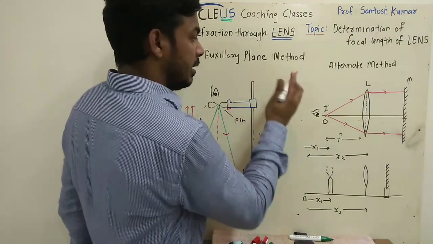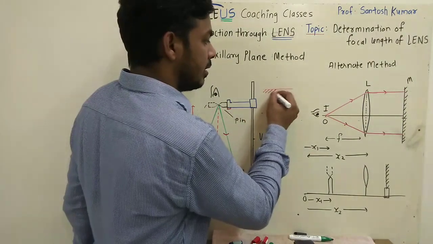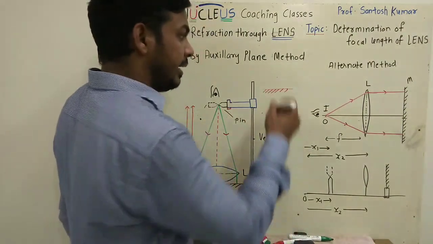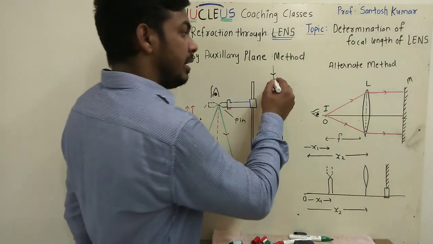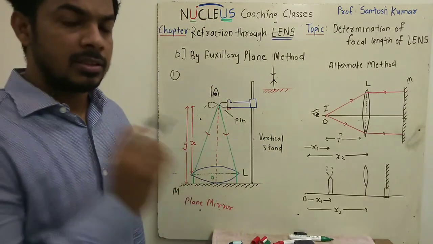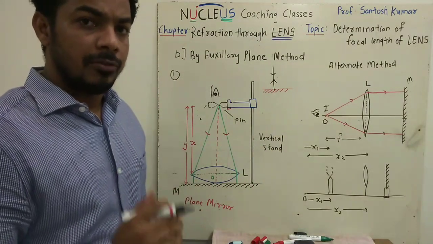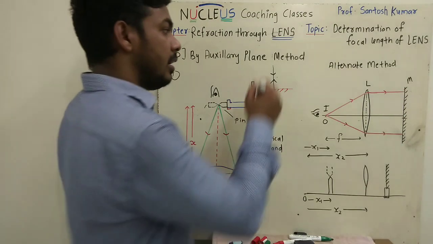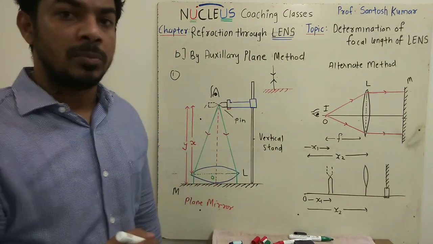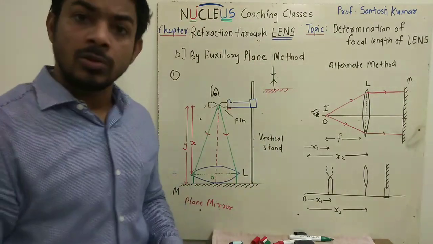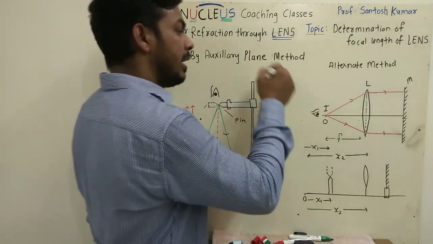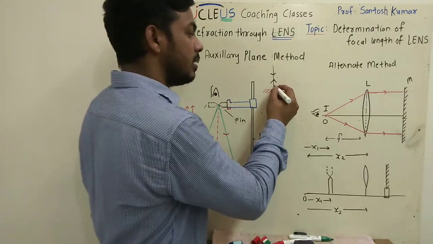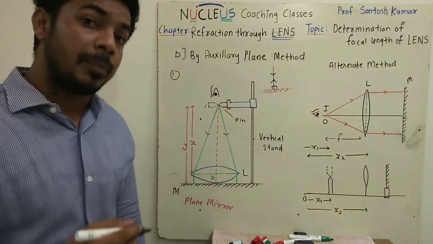One of the principles is, if I have a plane mirror and a ray of light is incident normal on the plane mirror, it will retrace its path. This is a very basic principle when you study reflection of light: a ray of light incident normally on the plane mirror will get reflected along the same path. That means it retraces its path.